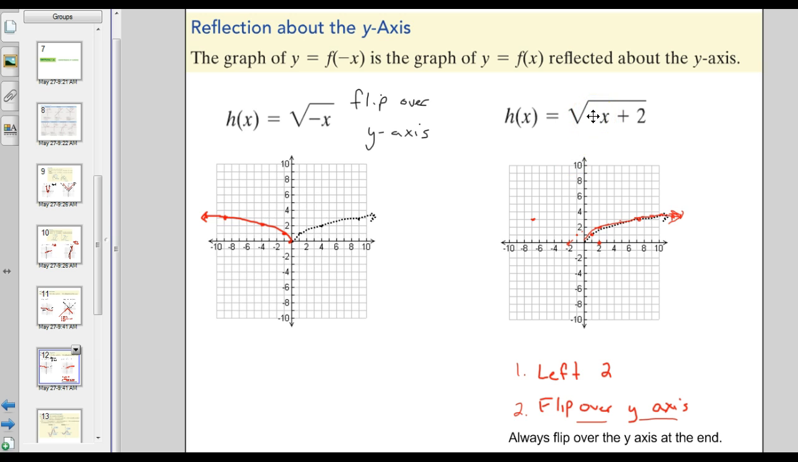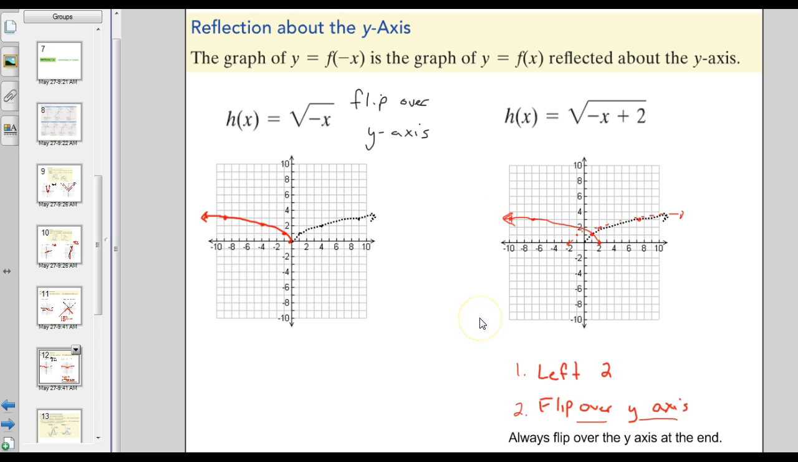Just kind of ignore that there's a negative sign there. If this were a positive x, what would I do? Plus 2 would move us to the left 2 places. So if I move this graph to the left 2 places, I'd be right there temporarily. And then, after I've moved to the left 2 places, I flip over the y-axis, which puts me right there. So that's where I end up.